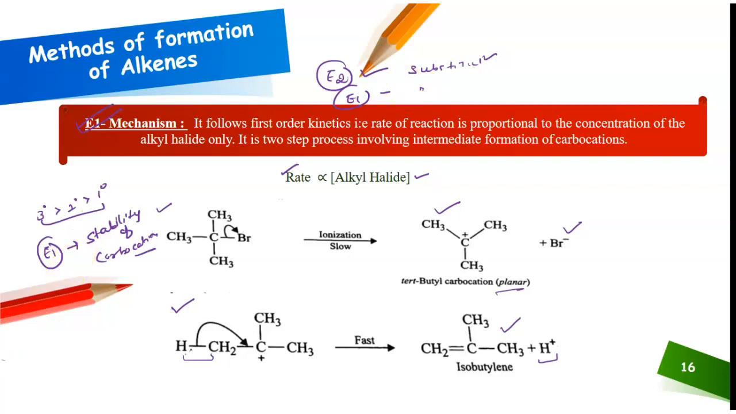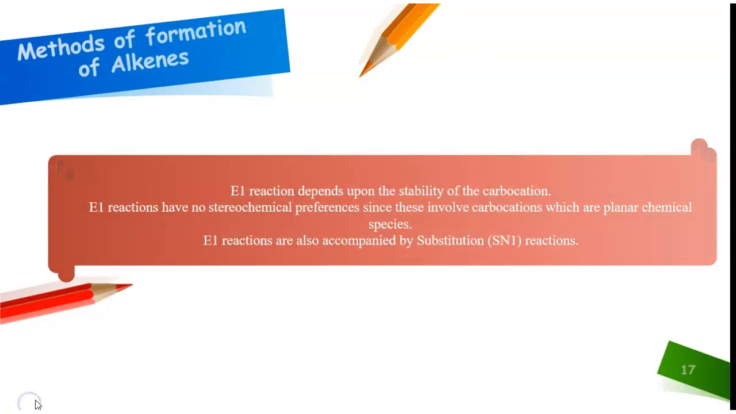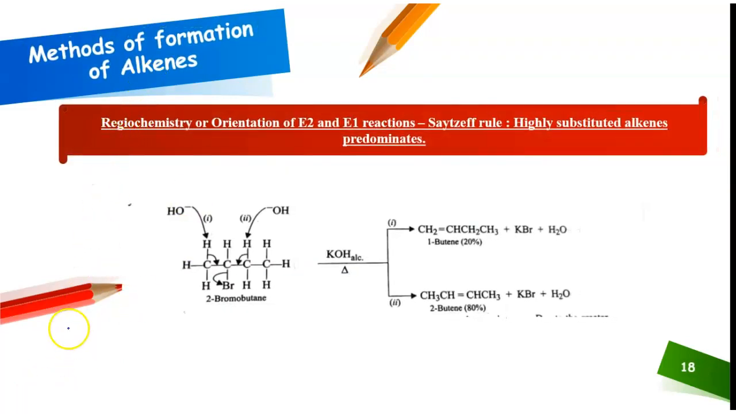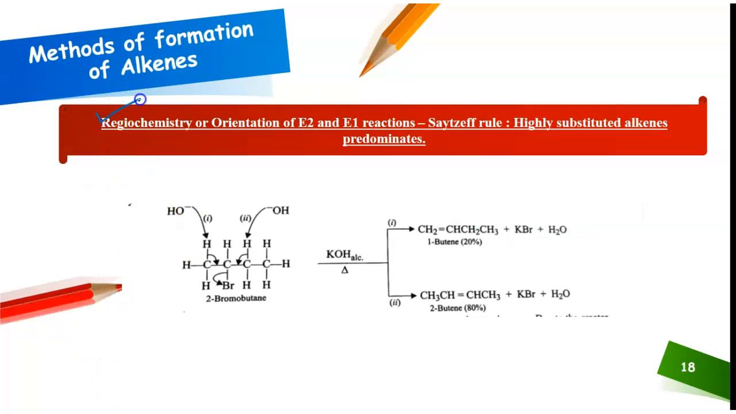Now we will see next the regiochemistry and orientation of E2 and E1. So this we have already discussed. I have already mentioned all these 3 points, you can see. And as I said, now next topic is regiochemistry or orientation of E2 and E1 reactions. That is, basically over here we are going to take into account the very important rule, that is the Saytzeff rule. Now the Saytzeff rule tells you that whichever alkene is more highly substituted will predominate.